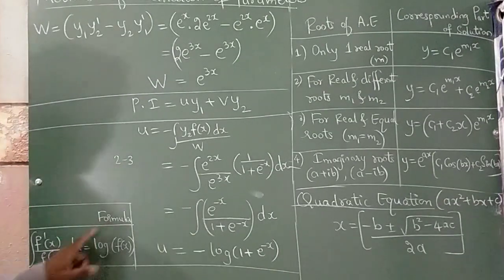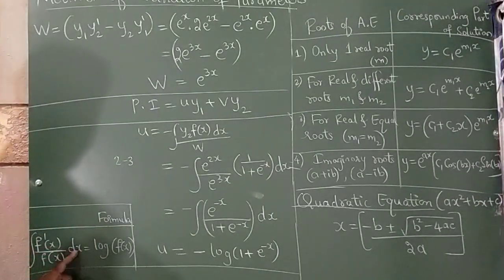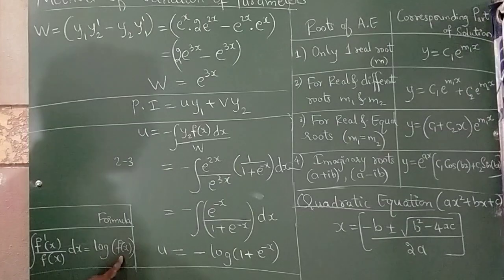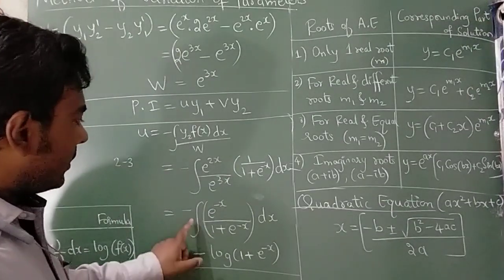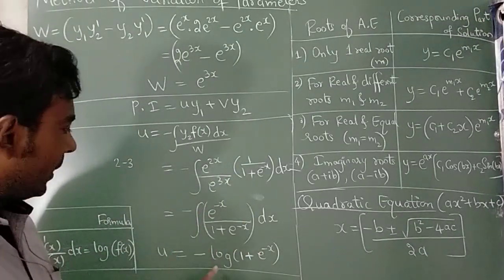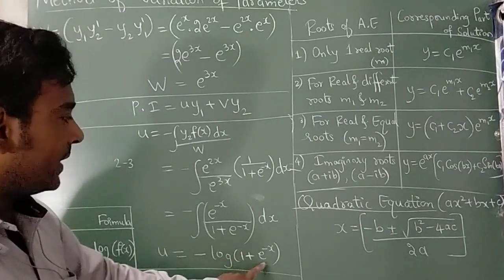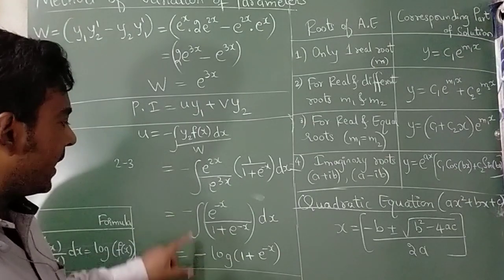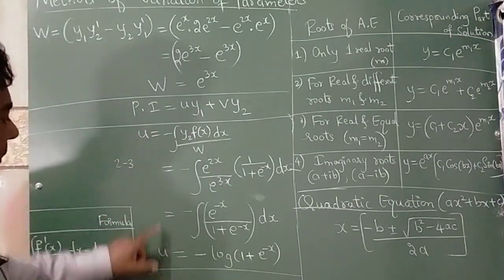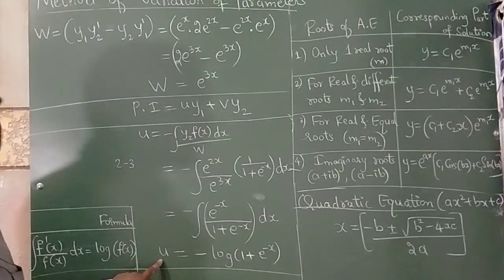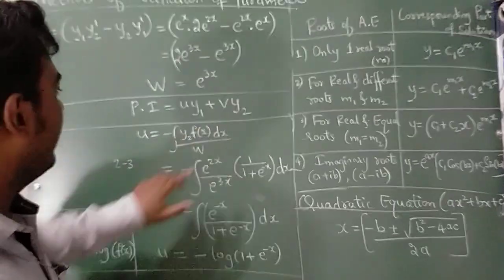Now there is a formula, integration of f dash of x divided by f of x dx is equal to log of f of x. So this integration of this whole term will become log of denominator, that is log of 1 plus e raised to minus x. Since there is a minus here, so it is minus. So what did I find out now? I have found out u. Fine. So let's find out the v now.